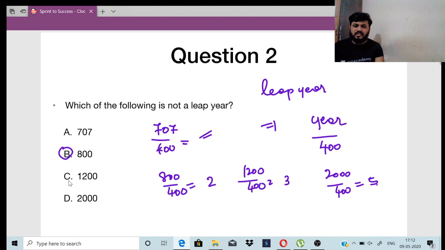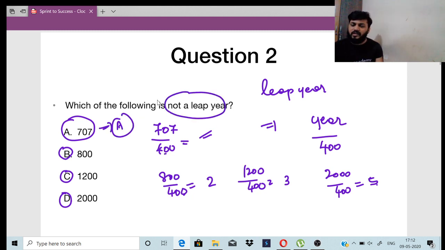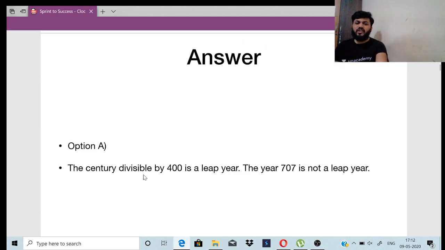So all these 3 years, that is option B, option C and option D, divide by 400, but 707 does not get divided by 400. So option A is not a leap year. Any century which is divisible by 400 is a leap year, or else it should be divisible by 4. 707 is neither divisible by 4 nor by 400, so 707 is not a leap year.